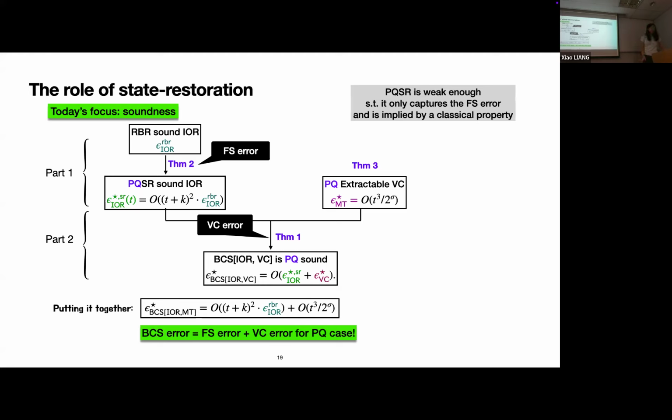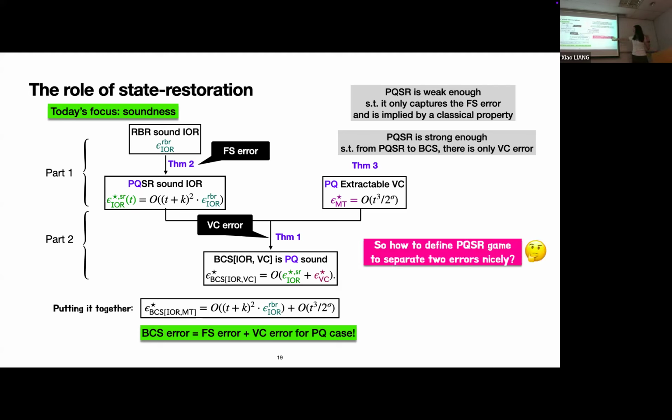And notice that this post-quantum state restoration soundness definition is the midpoint of our proof. We would like it to be weak enough so that from here to here, you only have the FS error, and from this step to this step, it only has the VC error. So basically we want to find the right middle point in our proof. Exactly how can we define this post-quantum state restoration game to separate these two errors nicely?